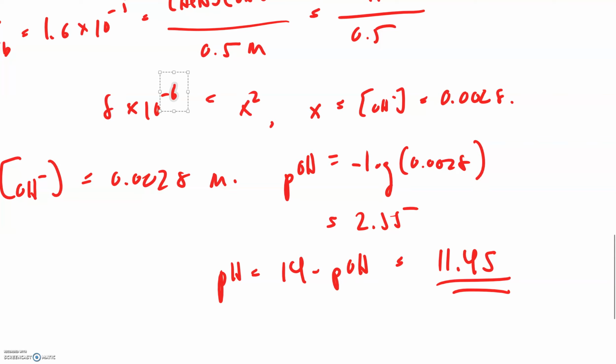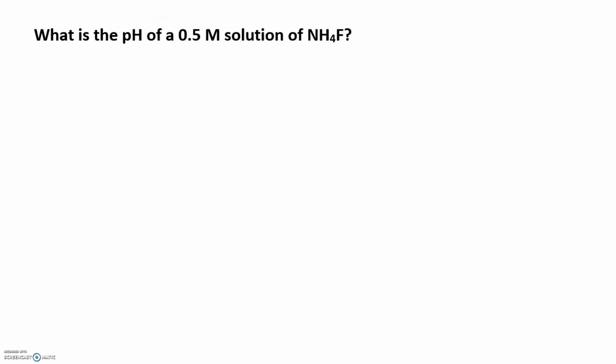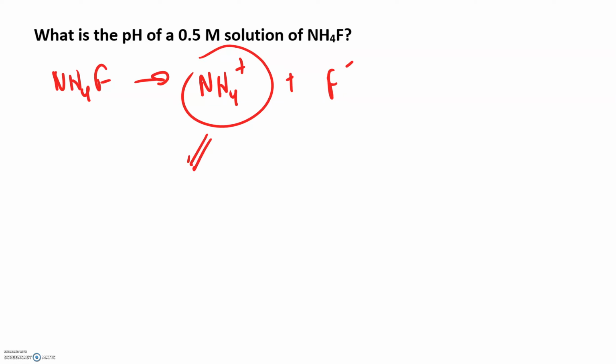Here's a question that can come up, and this is where things might get a little weird, but it's just an extra step or two. What's the pH of a 0.5 molar solution of ammonium fluoride? We're going to assume complete dissociation, and we know that this is going to dissociate into NH4 plus and F minus. The problem is that NH4 plus is the conjugate acid of NH3.